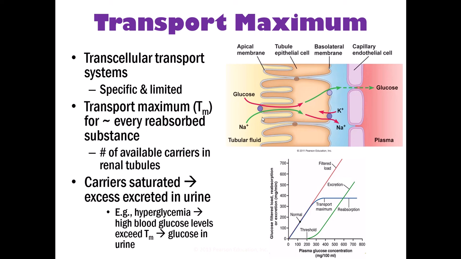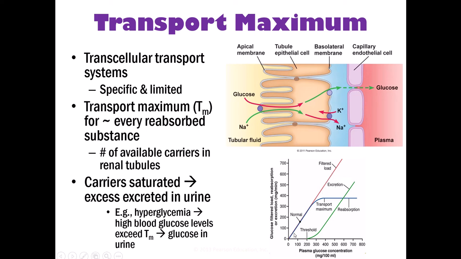And so practically everything that we reabsorb has a transport maximum. This is the total amount of a particular substance that our body can reabsorb. And it really is a reflection of the number of carrier proteins available in the tubules, right? So hyperglycemia is a really good example. High blood sugar, right? So if you have really, really high blood sugar, then when the glomerulus filters your blood, you're going to end up with very high levels of sugar in the filtrate.